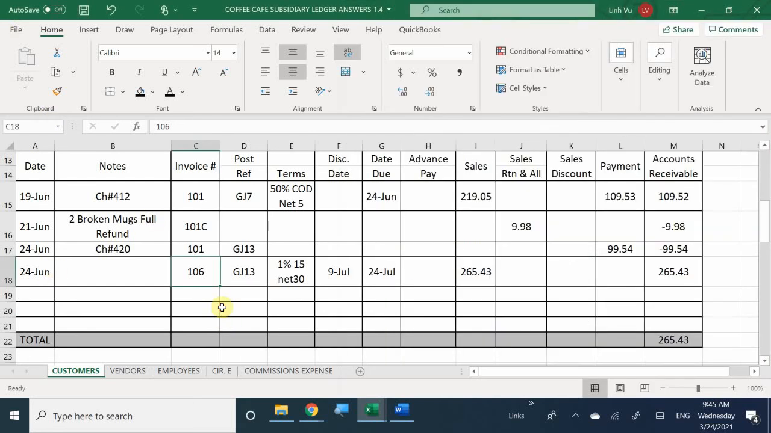Okay. Why can't it be? It's 1%. It's 1%, but remember, there's the delivery fee of $30. Oh, right. We have to take that out because you can't discount off of delivery. So the real amount is 235, and it's 43 cents. Okay.